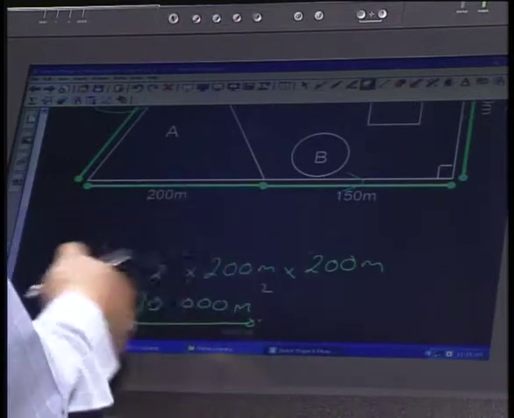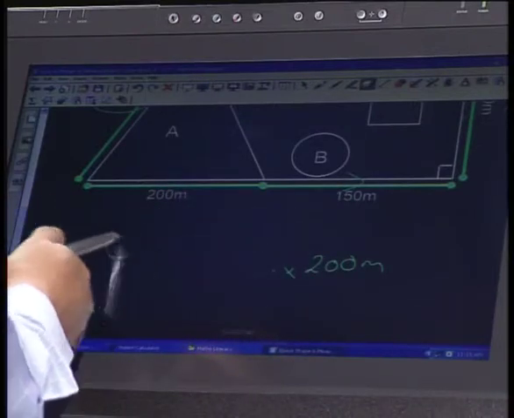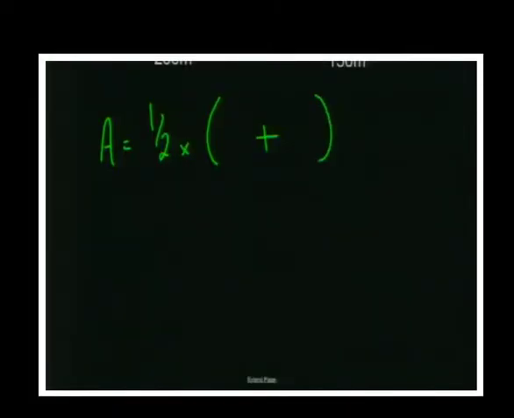Okay, right, that was a previous question. That's gone. That was simple. That was easy. We've got the next challenge. And the challenge is that the area of our trapezium is half times the sum of the parallel sides. What does sum mean? Sum means plus. Difference is minus, product is times, and quotient is divide. So it's half times the sum of the parallel sides, times the height.